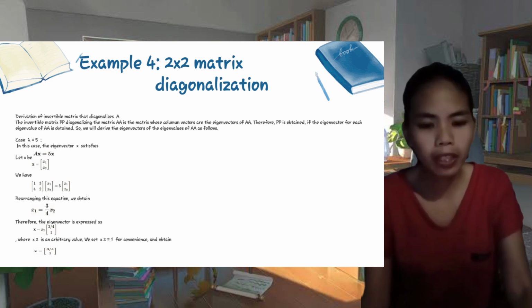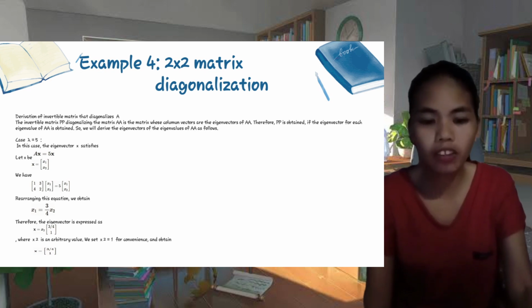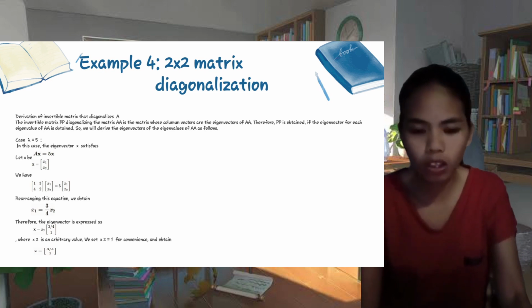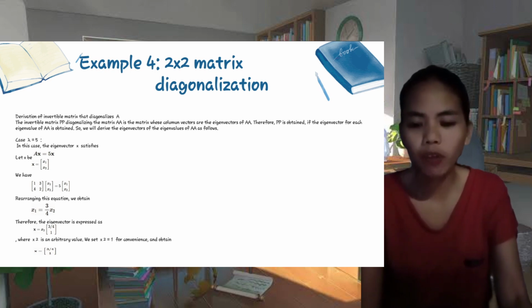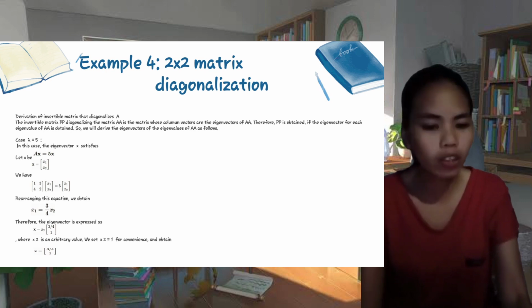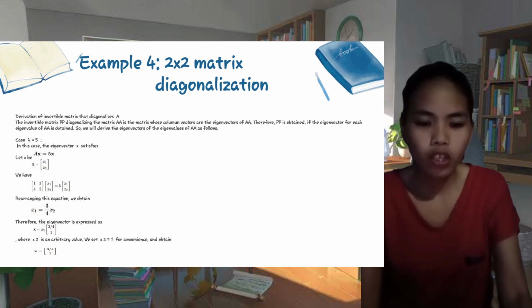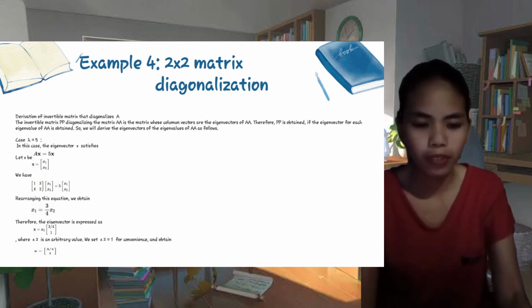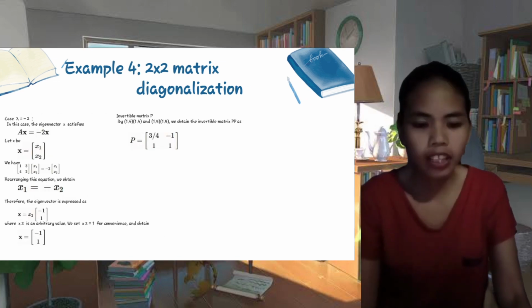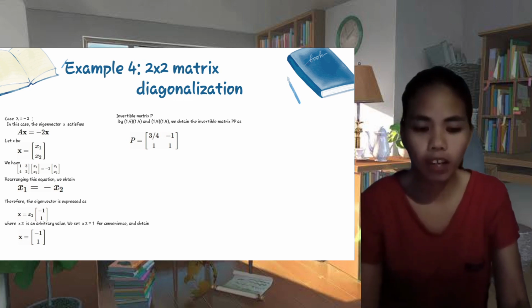The invertible matrix P diagonalizing the matrix A is the matrix whose column vectors are the eigenvectors of A. Therefore, P is obtained if the eigenvector for each eigenvalue of A is obtained. So we will derive the eigenvectors of the eigenvalues of A as follows. Case λ equals 5. In this case, the eigenvector x satisfies Ax equals 5x.